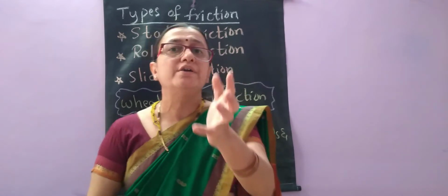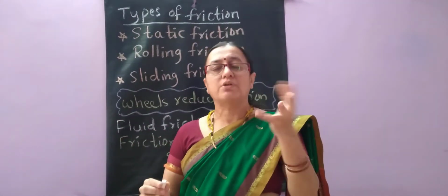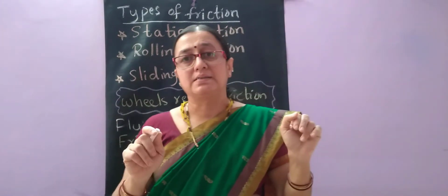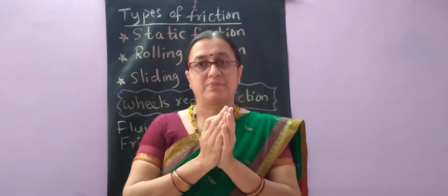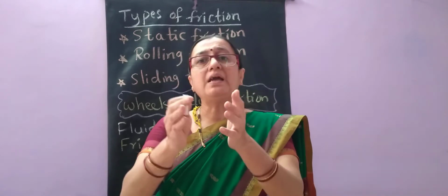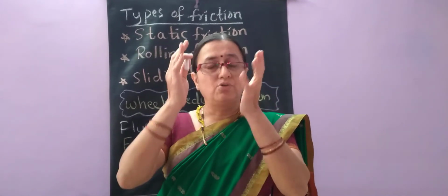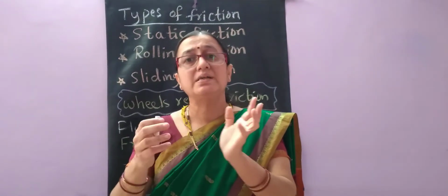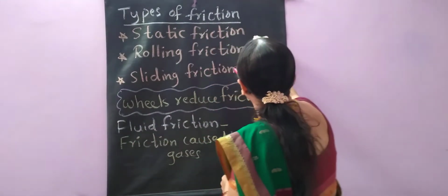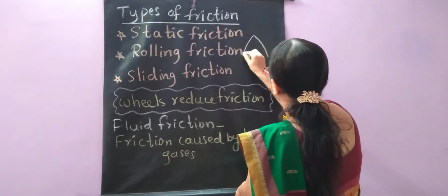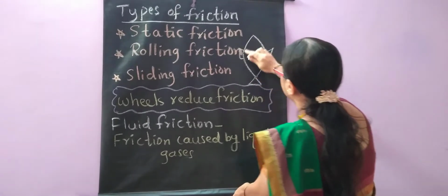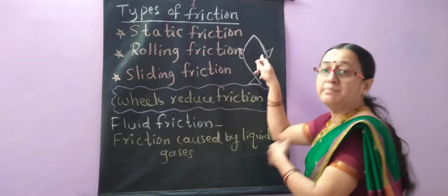The idea to reduce the friction applied by liquids and gases is taken from nature only. The shape of the birds and the shape of the fish are the main ideas to make the friction less for fluids and gases. What is that shape called? It is called a streamlined shape. The shape of the fish, this is called a streamlined body.